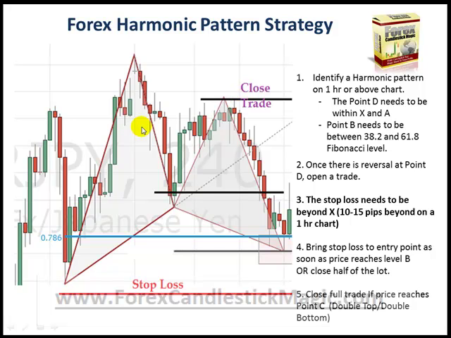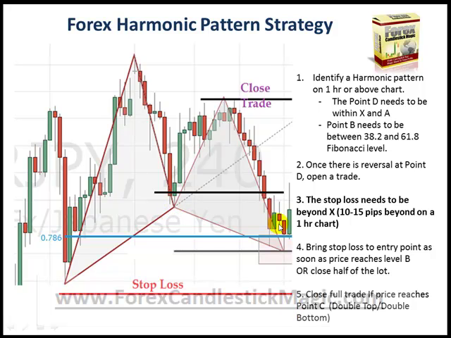Identify a harmonic pattern on a 1 hour or above chart. The crucial thing here is that point D needs to be between X and A, because this is a Gartley or Bat pattern trading strategy. And point B has to fall between the 38.2 and 61.8 Fibonacci level. If it falls below, this trading strategy will not be that effective, or if it falls outside, then it is not a harmonic pattern at all. In this case, this is a 61.8 Fibonacci level. This is a 78.6 and this is a 61.8.